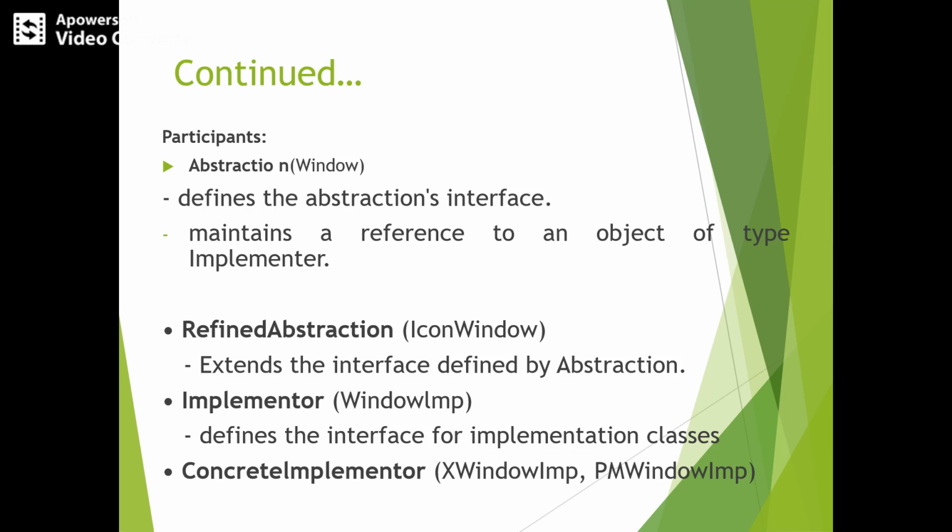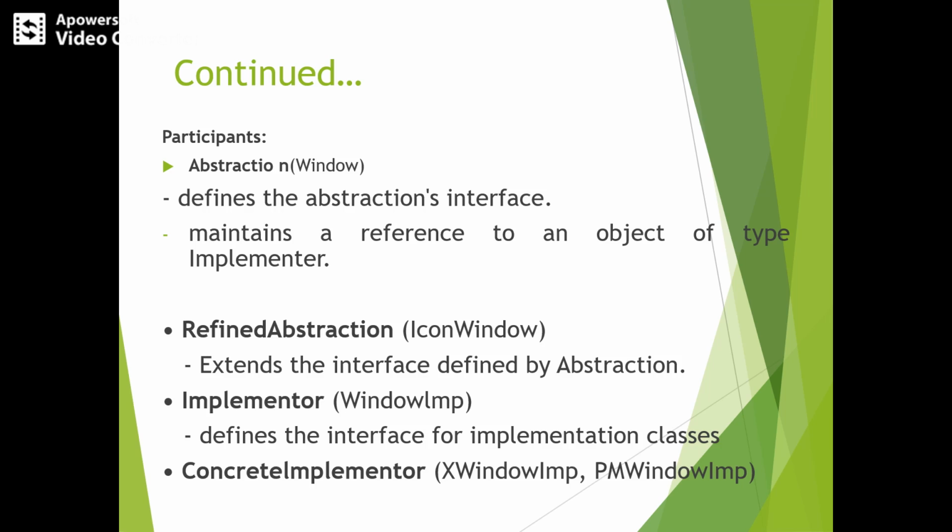Next one is the implementer. This is the implementation class. The implementer is what we have taken in the motivation as the window IMP. The window IMP is implemented in terms of the abstract operations. The window IMP is the implementer, and you can call it the interface implementer.